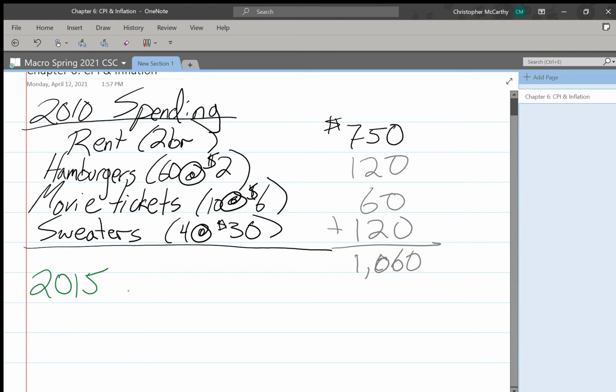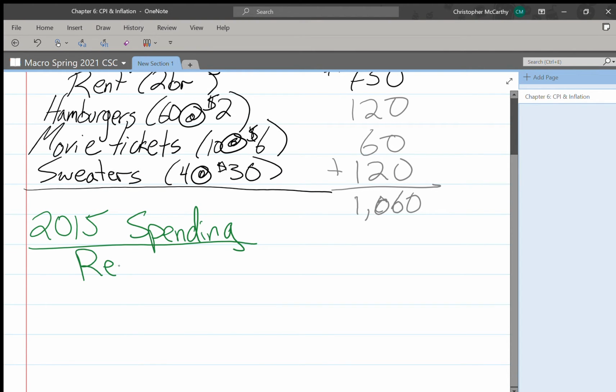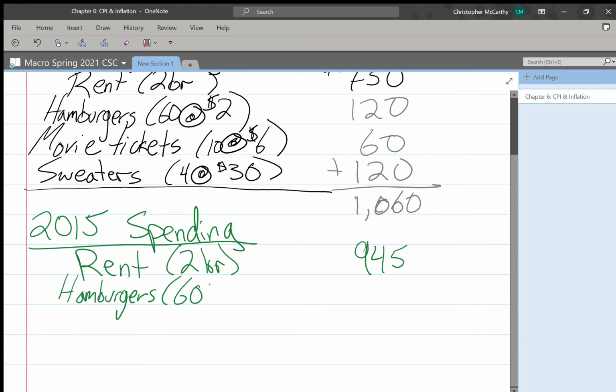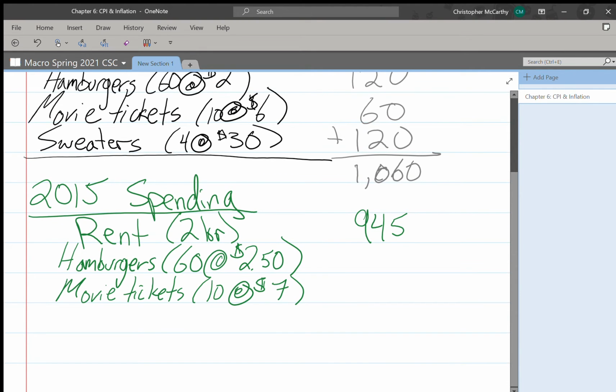And then if we look at our 2015 spending, we see that our rent has increased. For a 2-bedroom apartment, the rent instead of $750, it's now $945. We are eating the same amount of hamburgers, and they have gone up in price to $2.50. We are seeing the same amount of movies, but it's gone up to $7 5 years later. And we're buying the same amount of sweaters, but the price of sweaters has gone up to $50.